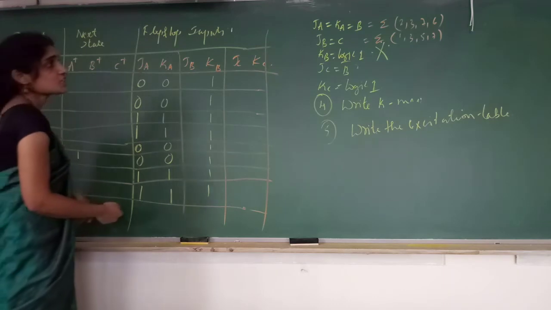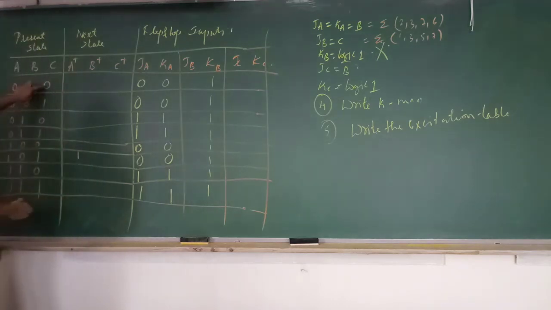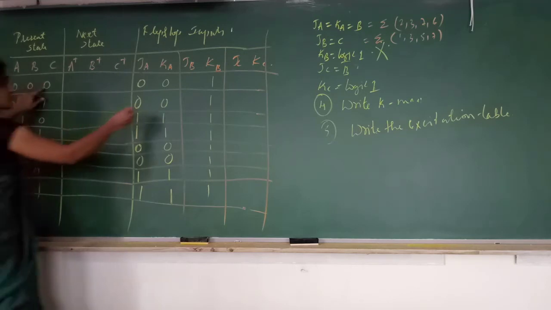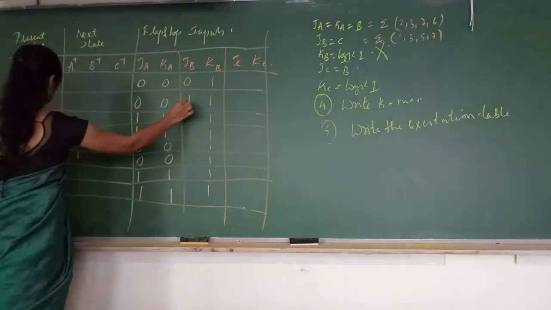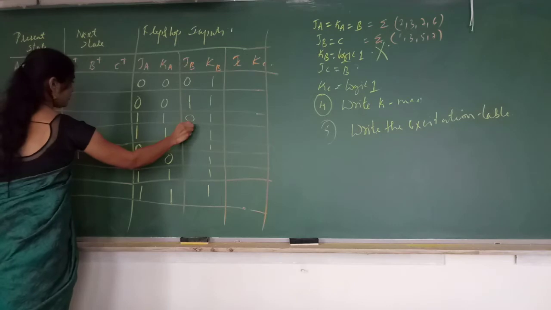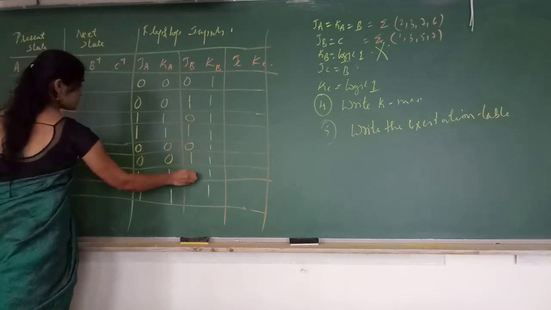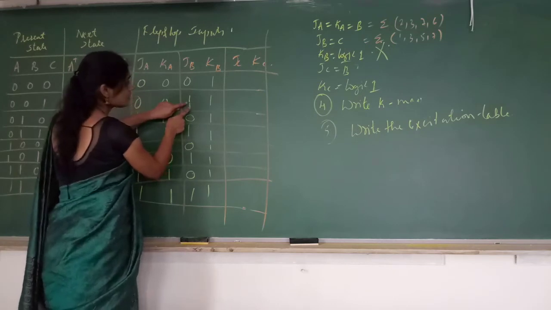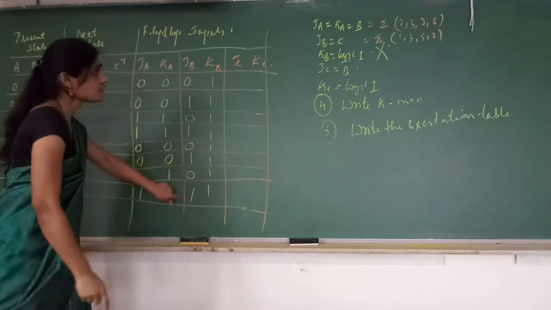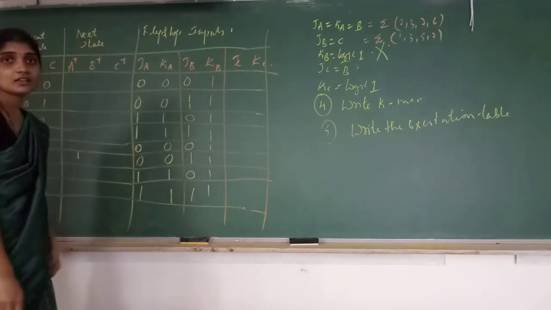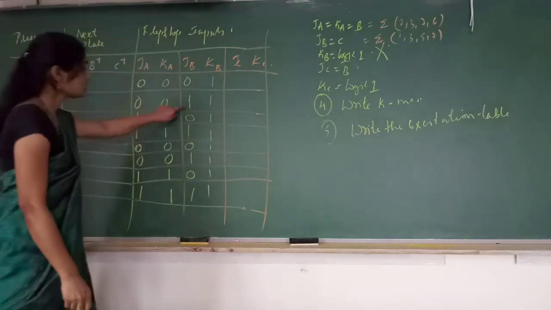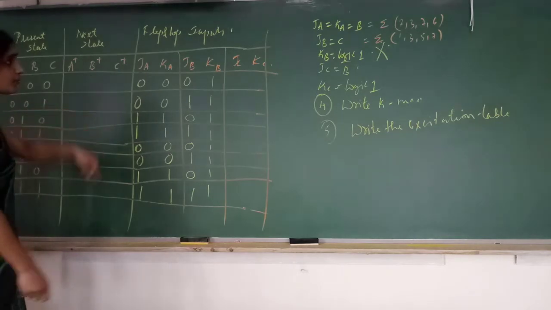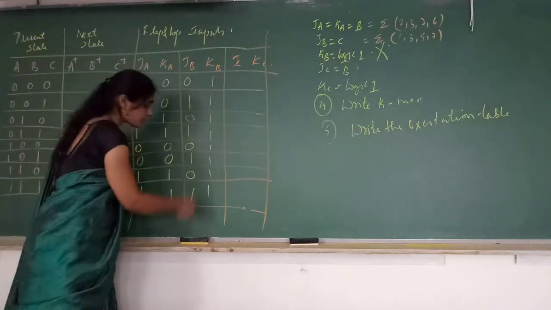What is JB? JB is C. Same C you write, because the JB equation is C. C is 0, 1, 0, 1, 0, 1, 0, 1. Now you write the min terms for JB. What is that? 1, 3, 5, 7. Same min terms we have got. Isn't it? Now, KB is logic 1. When it is logic 1, put 1 for all.